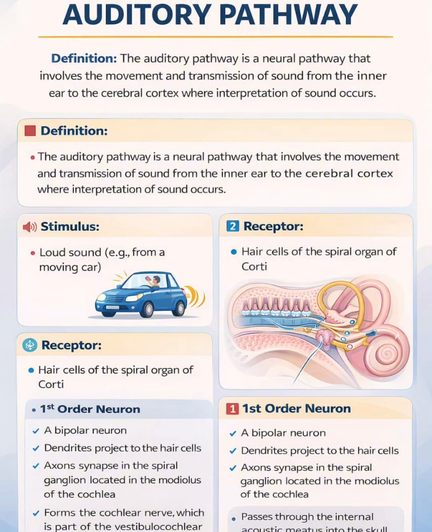We have the auditory cortex in the cerebrum. It helps us to interpret what we have heard, whether it is something we can understand or something we cannot understand. Again, it's a neural pathway which involves movement and transmitting of sound from the inner ear to the auditory cortex in the cerebrum, where the sounds are interpreted.